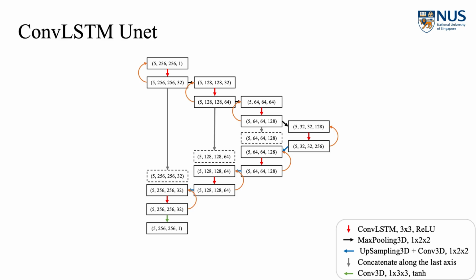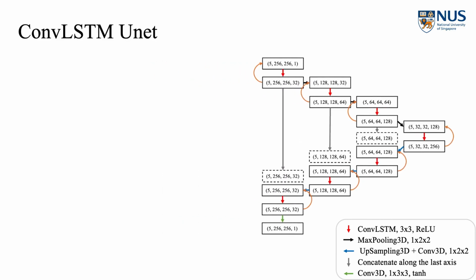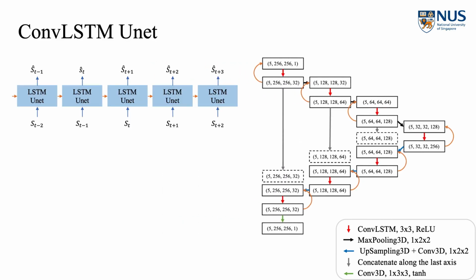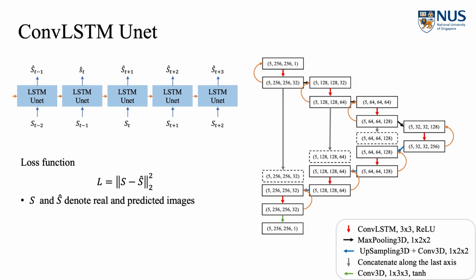The network is trained to predict the next slice from the input slice, and the length of input sequence and output sequence is both 5. The loss function is the L2 norm of the difference between predictions and the ground truth.